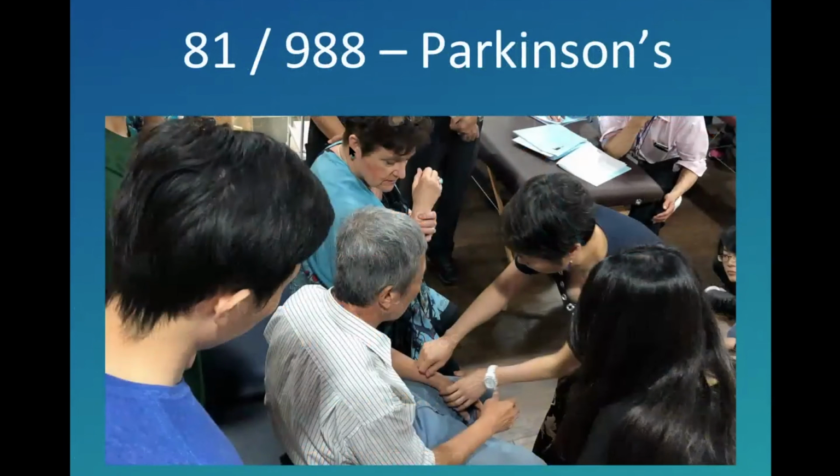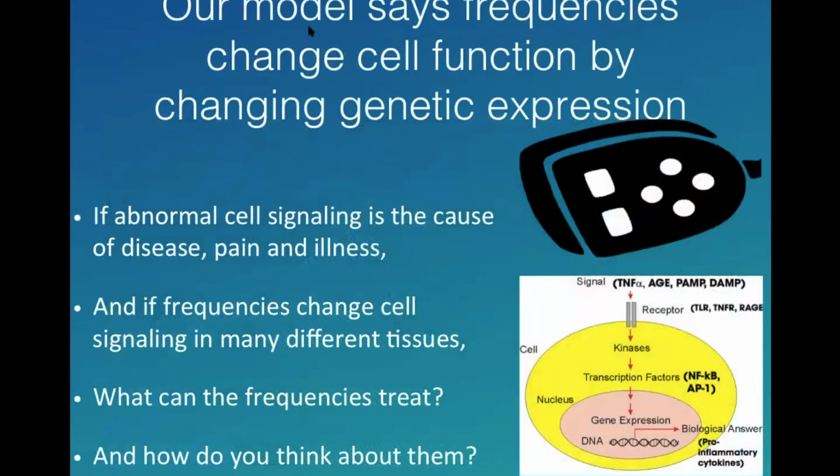So in Parkinson's, we know it's associated with toxicity, sometimes viruses, but toxicity. So you want to treat that to remove the effect of the toxins, but you also want to drive secretions in the basal ganglia. So our model says that frequencies change cell function by changing genetic expression. So if abnormal cell signaling is the cause of disease, pain, and illness, and if the frequencies change cell signaling in many different tissues, what can the frequencies treat? Kind of makes you think that we can treat just about everything, which I think is true. But then how do you think about them? It's a good thought experiment.